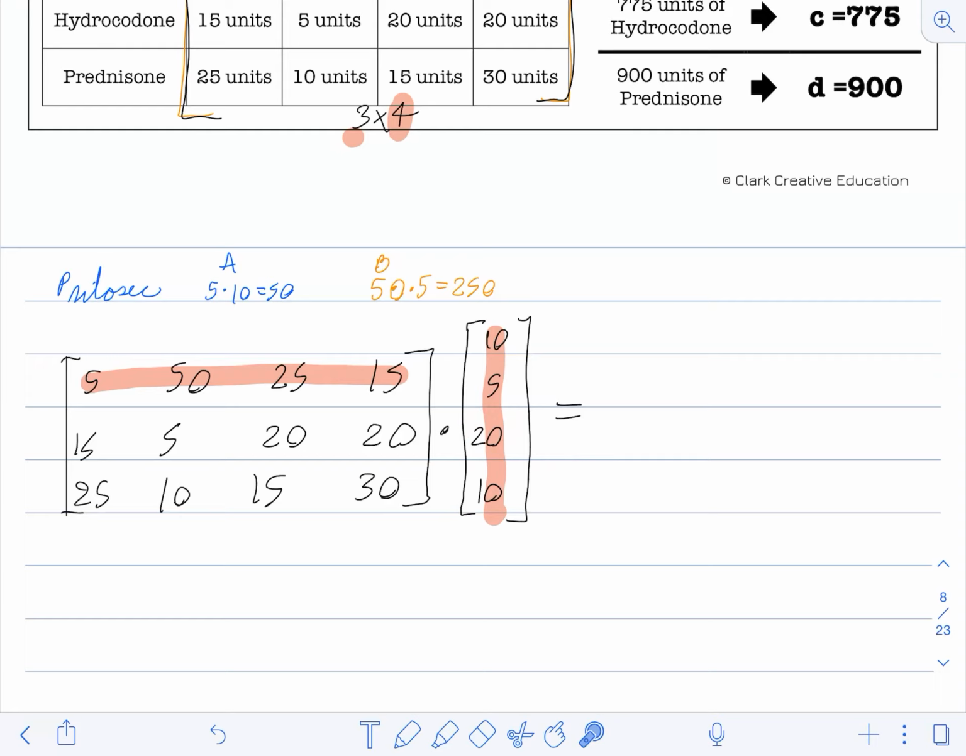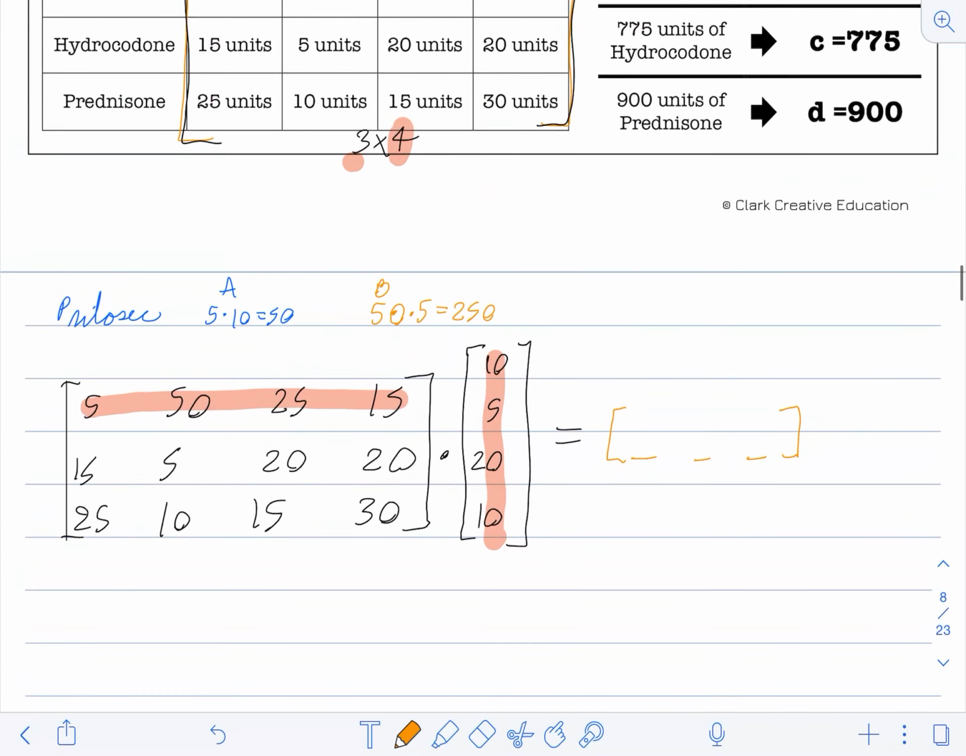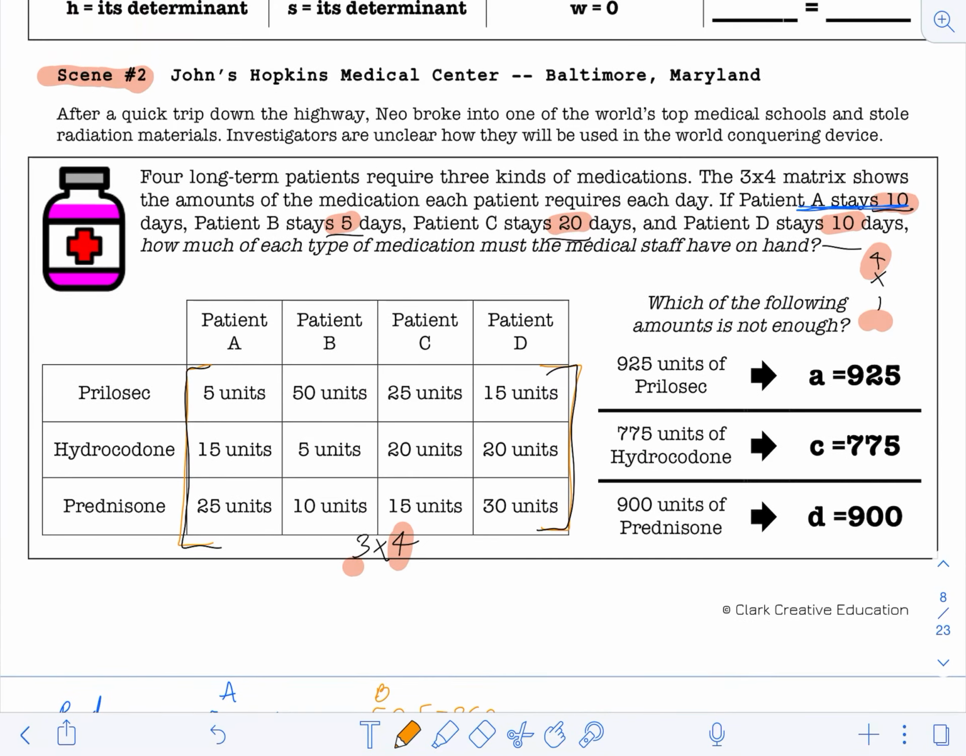Well, he's going to be there 20 days, and he needs 25 units of Prilosec. This guy's going to be there for 10 days, and he needs 15 each day. So by doing this, you would multiply each of them and add them together, and your resulting matrix, like I said before, would be a 3 by 1. So you're going to have 3 different answers here. You have to interpret which one is Prilosec, which one is hydrocodone, and which one is Perdisdicen. Okay, so that is part 2, scene 2.